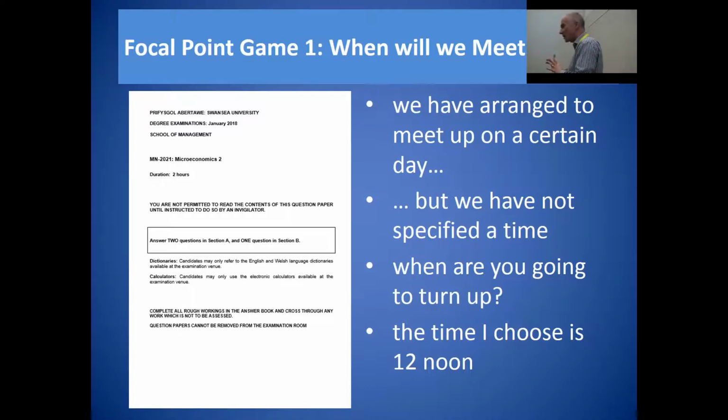So therefore, that outcome, where I chose 12 noon, and you chose 1 p.m., cannot be a Nash equilibrium, because you would therefore have an incentive to do something different. I, myself, would have an incentive to do something different, because we're not turning up at the same time.